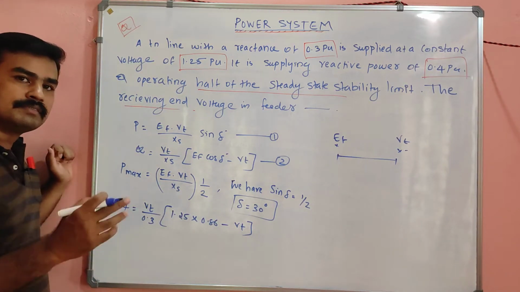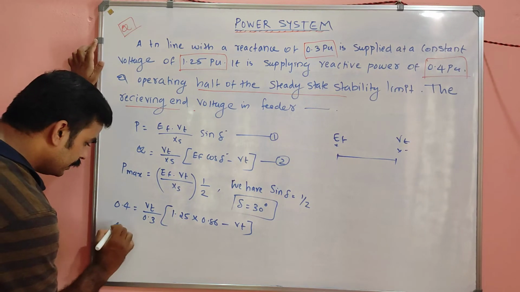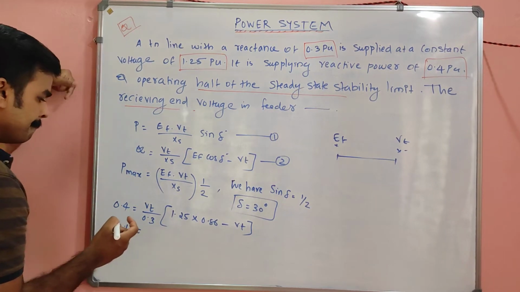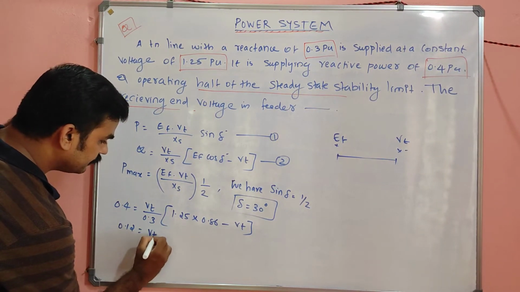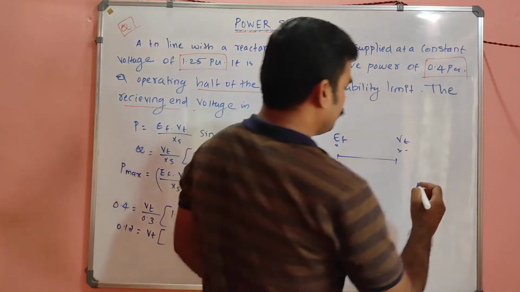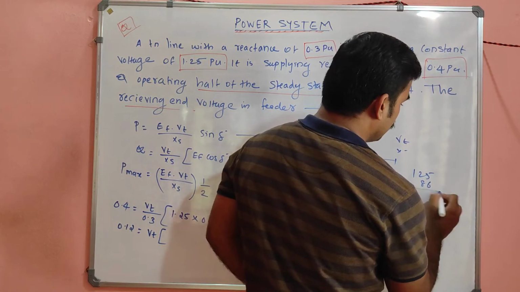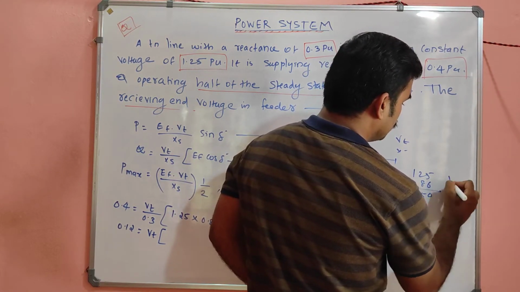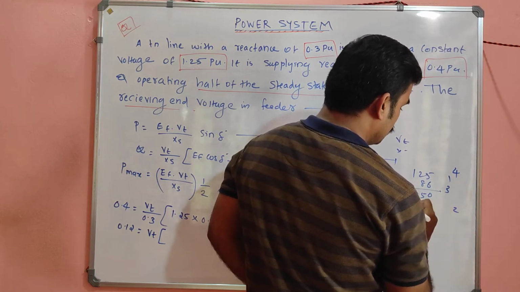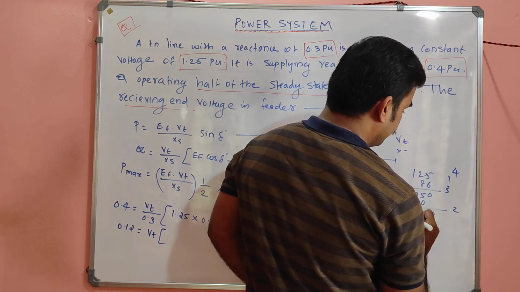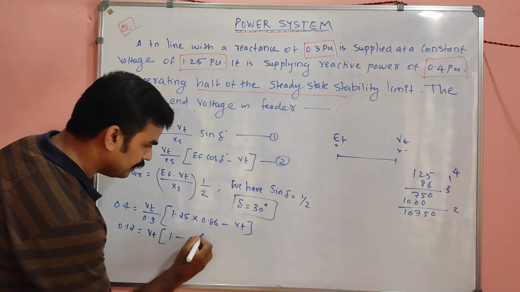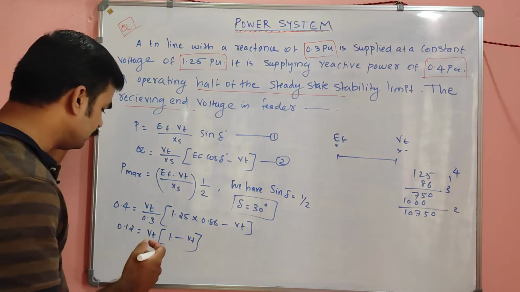So the only unknown here is VT. Let's do that. 0.4 into 0.3 is 0.12, which is equal to VT into 1.25 into 0.86 minus VT. What do you get for 1.25 into 0.86? It is nearly 1.075. So I took it simply as 1 for simplicity, minus VT.